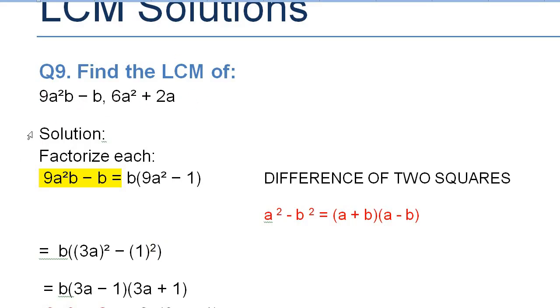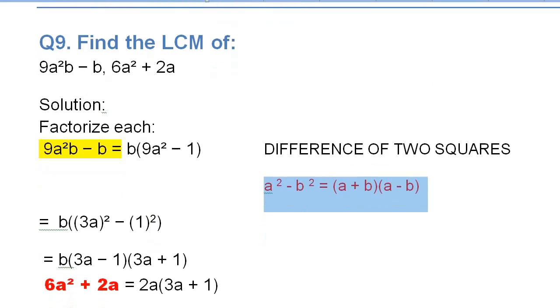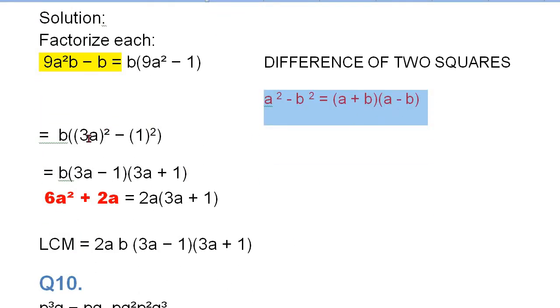Solution: first we factorize. The basic method of factorizing: we can observe that b is common between them. Take out b: 9a square minus 1. Now take the square root of it, which is 3a, and for 1 you can take any power. Now we have the difference of squares formula: a square minus b square equals (a plus b)(a minus b). We will use this formula in this exercise many times. Putting in these values, our answer is (3a minus 1)(3a plus 1).